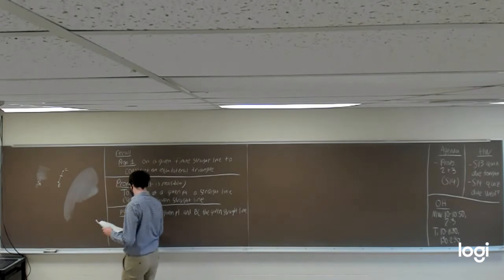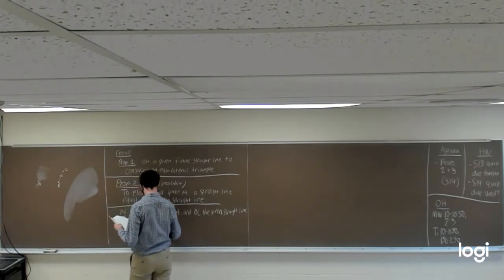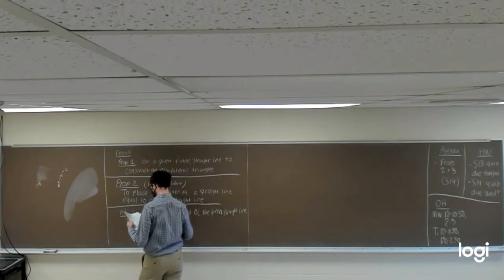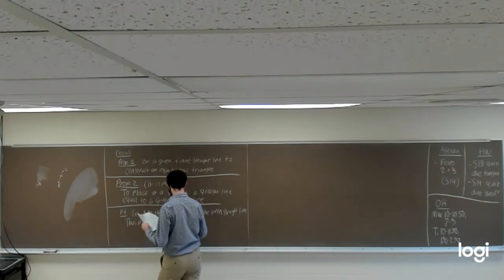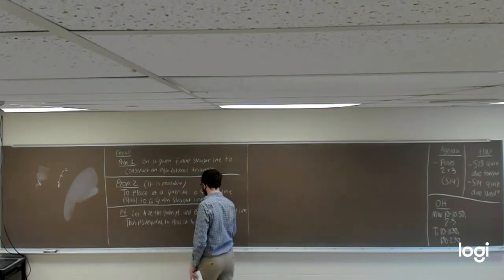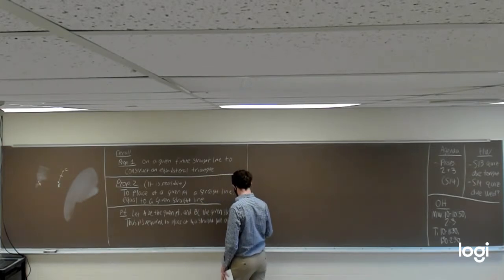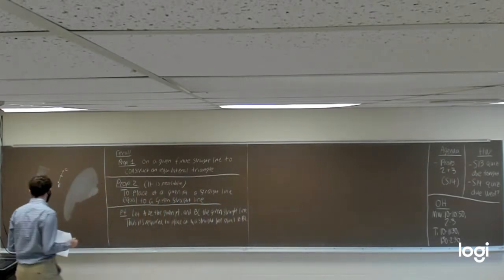Thus, it's required to place at A a straight line equal to BC. In other words, what we already said.